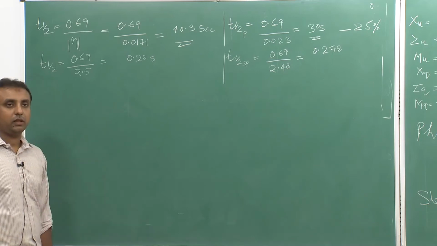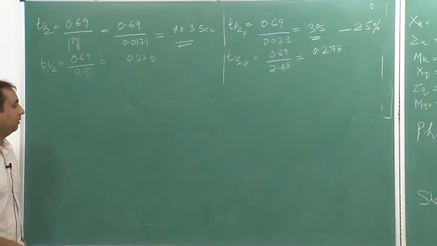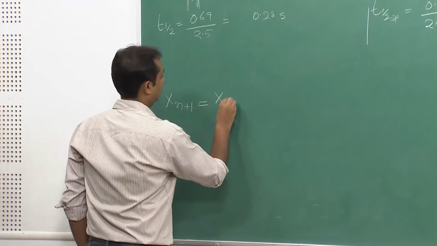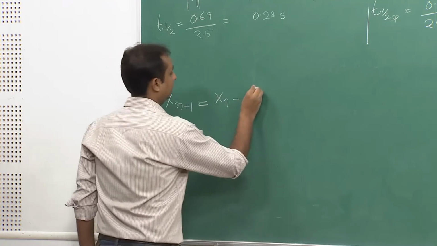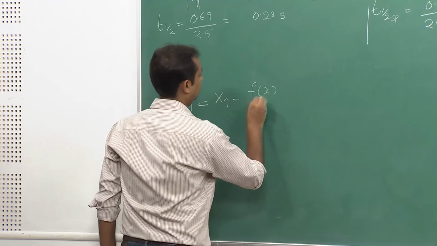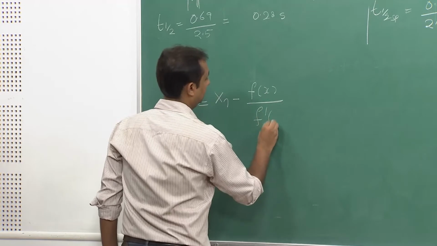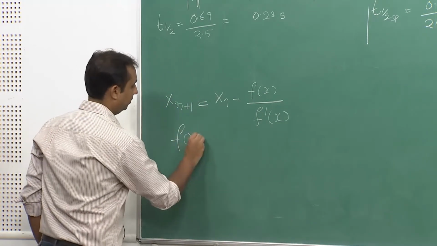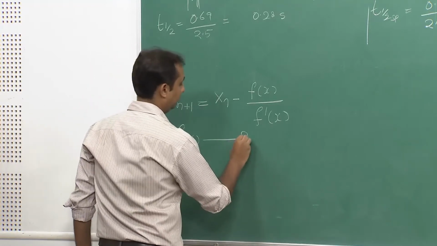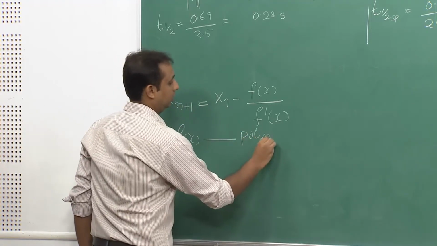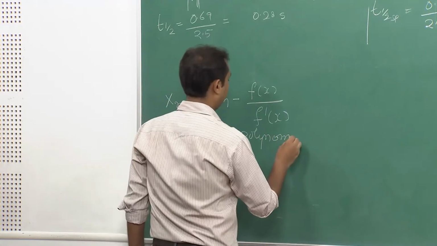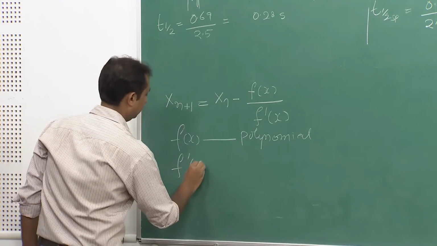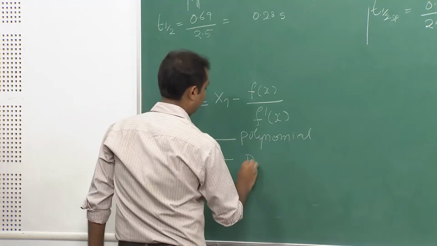Newton-Raphson method's numerical calculation works on the formula given by x(n+1) equals x(n) minus f(x) divided by f'(x), where f(x) is your polynomial for which we have to derive characteristic roots, or we have to derive roots. f', as the word is clear, will be the derivative of this polynomial.